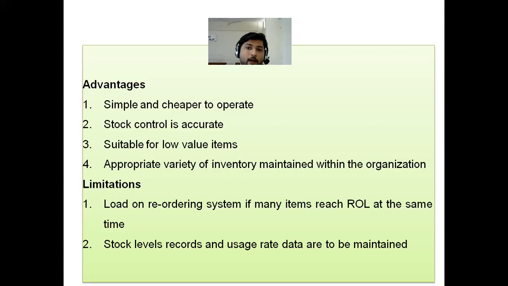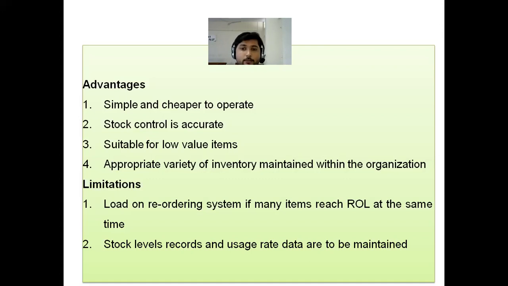So the spare parts which have less value and do not cost that much, for such components, this Q type of system is mostly implemented. And it will be useful to maintain the variety of inventory. So let us consider 1,000 varieties of components, or 2,000 varieties. In that case, this system is very effective. So there are some limitations.